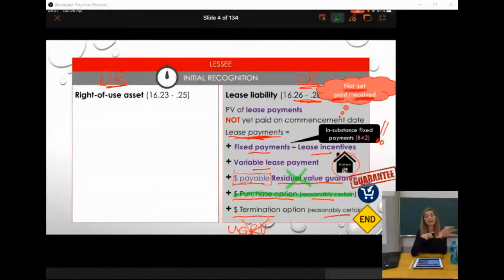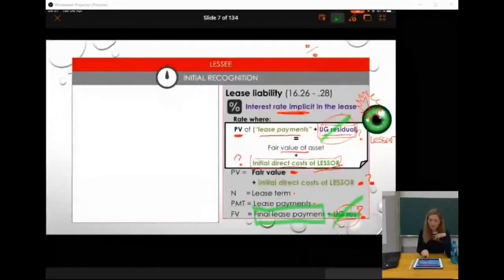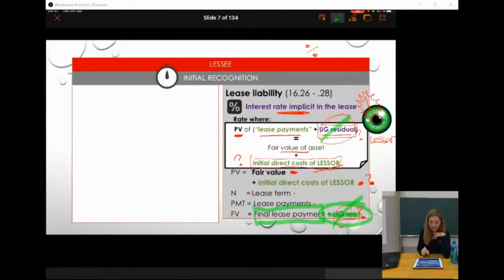Now you're only giving it to the lessee to use for those 10 years, and then you're saying, okay, at the end of those 10 years, I'm going to get it back, and then I'm going to be able to sell it for whatever amount. So that's why the lessor, in the interest rate implicit in the lease, will include the unguaranteed residual value as well as the residual value guarantee, because this is saying at the end of the lease term, I'm going to get the full 10 Rand asset back.